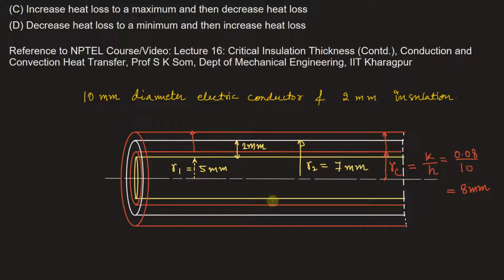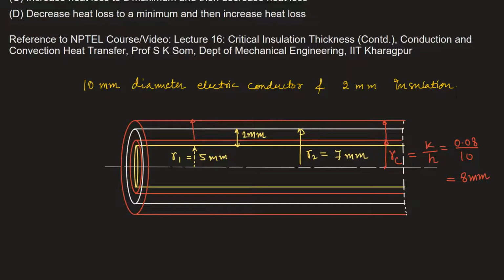Now the rate of heat transfer from a cylinder increases with addition of insulation, that means for R2 lesser than RC, and reaches a maximum when R2 is equal to RC and starts to decrease when R2 is greater than RC, that is the critical radius of insulation. Thus insulating the pipe may increase the rate of heat transfer from the pipe instead of decreasing it when R2 is lesser than the critical radius.